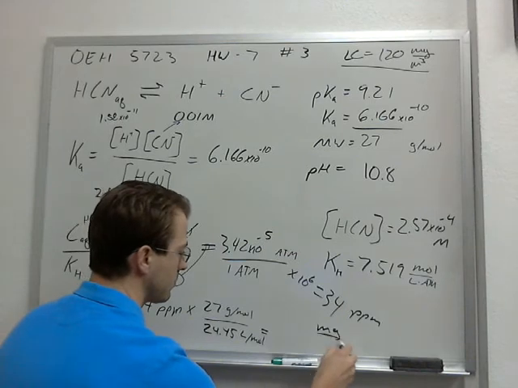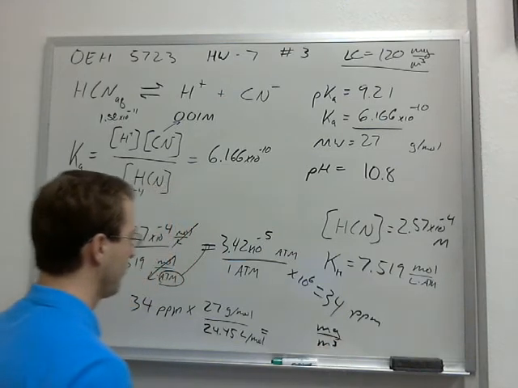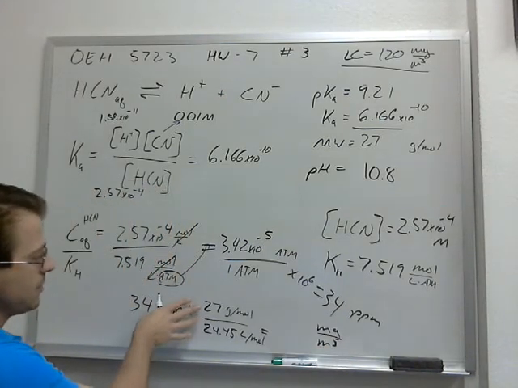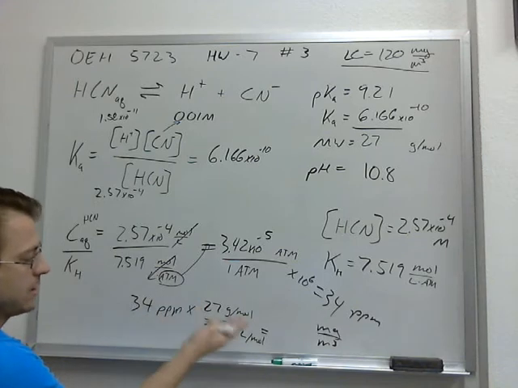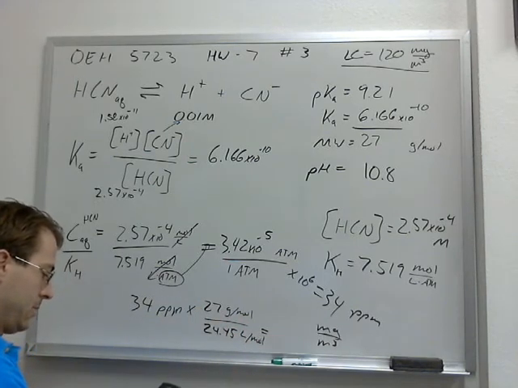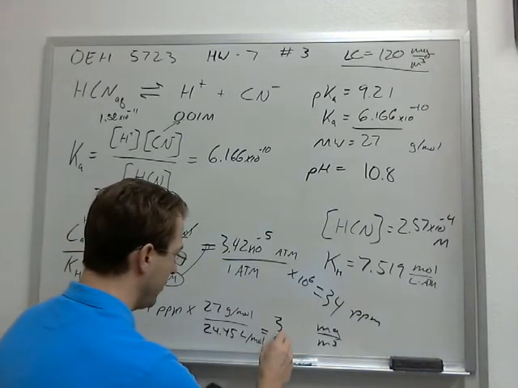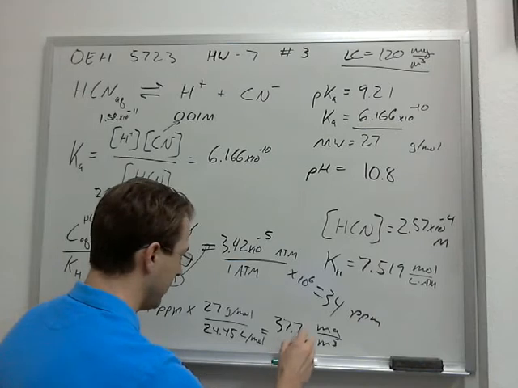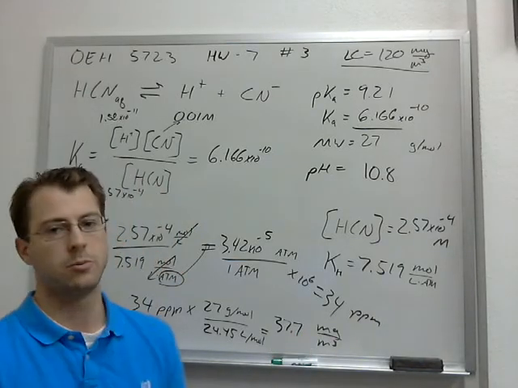And we can see it's basically just going to get a little bit larger: 27 over 24 and a half. So times 27 divided by 24.45, and we're at 37.7. So 38 milligrams per cubic meter.